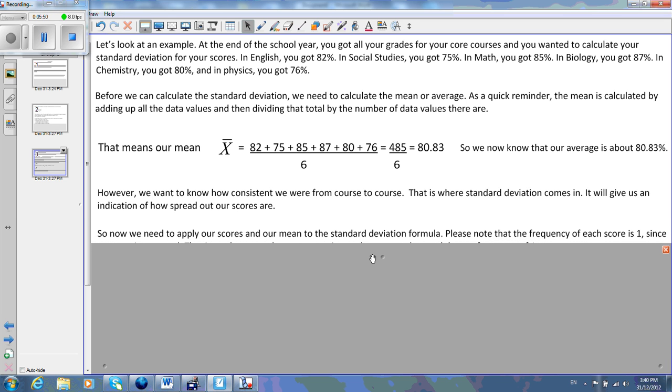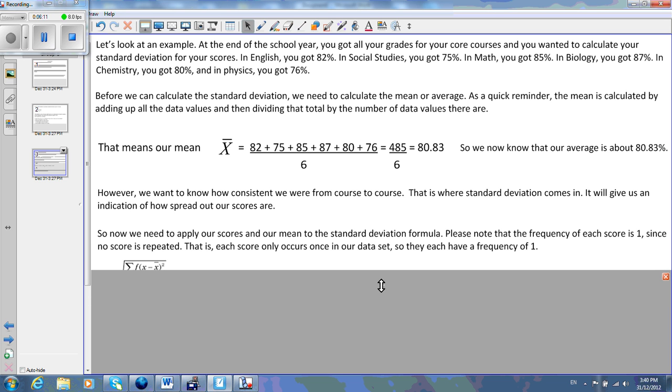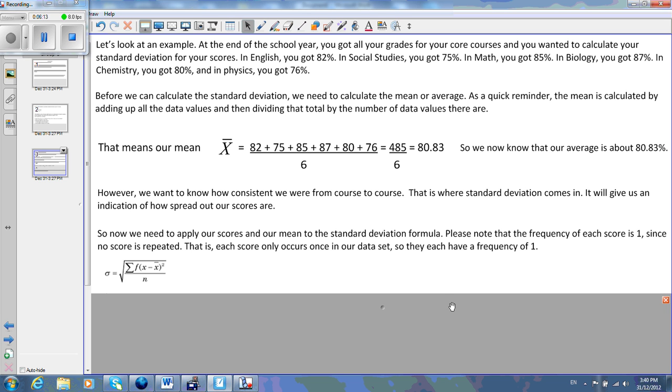So now we need to apply our scores and our mean to the standard deviation formula. Please be aware that the frequency of each score is 1 because no score is repeated. Or in other words, every single score in our data set is only happening one time. So they each have a frequency of 1. So we copy out our formula for the standard deviation. That's the same formula we saw on the last page, and now we're going to start subbing numbers in.